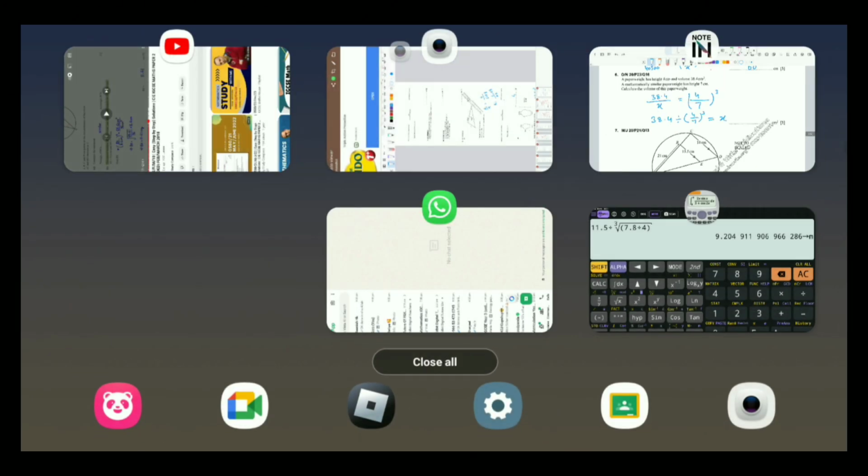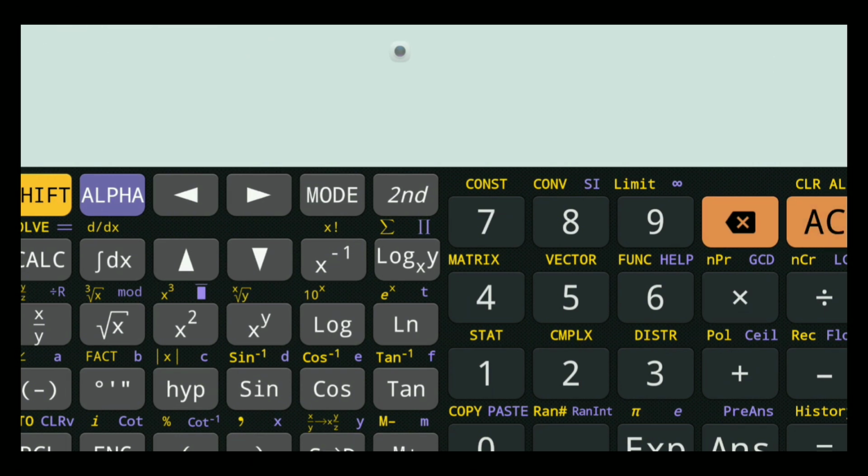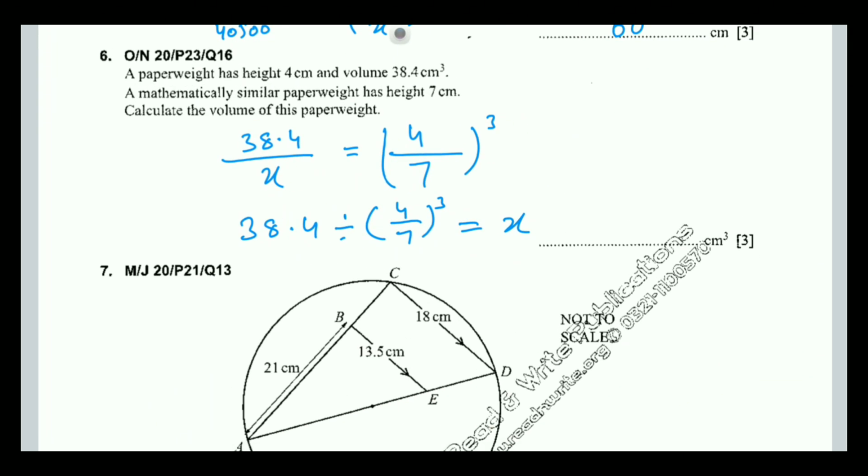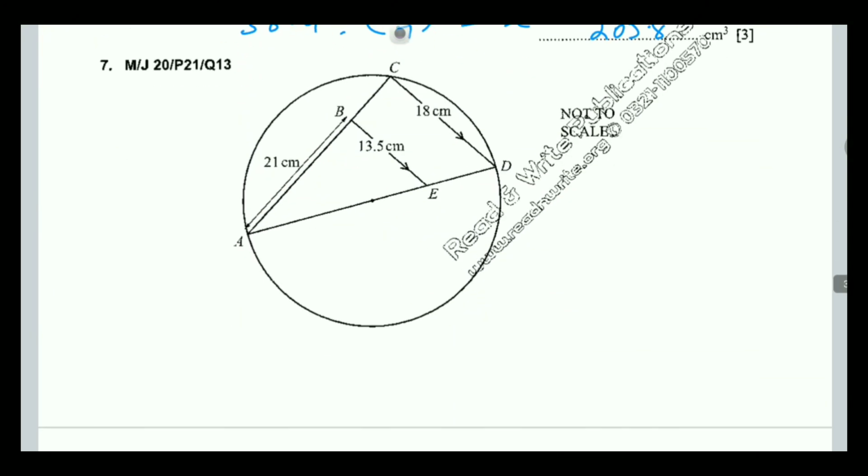Let me tell you how to put it in calculator. 38.4 divided by bracket 4 by 7 bracket whole cube. So 205.8. This is the way how you have to put it in calculator. So the answer is 205.8. Okay.